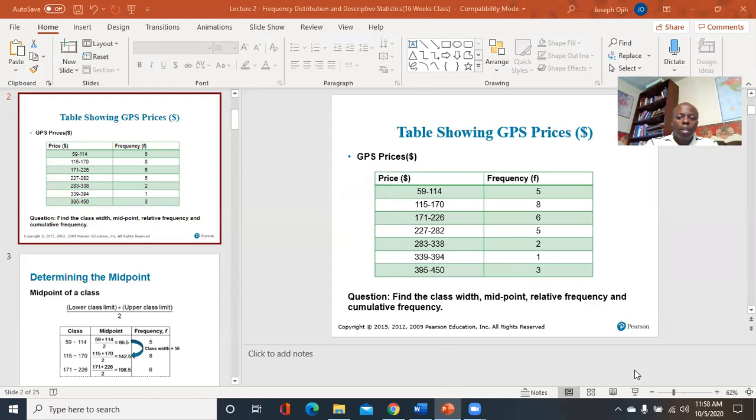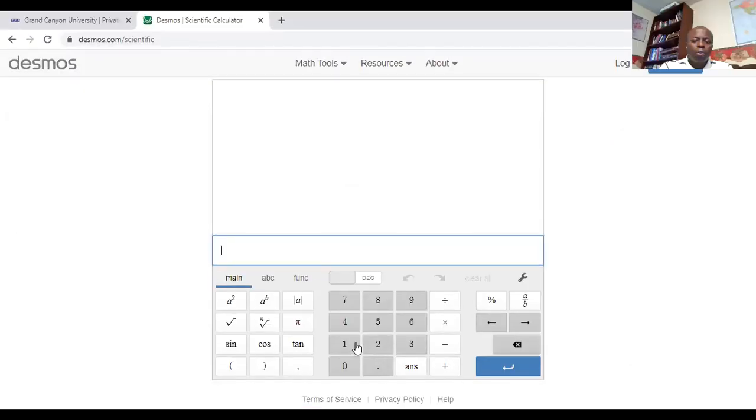So we have 115 minus 59. That gives us the class width of 56. Now, if you do it for all the intervals, you'll get 56, because that is the class width.